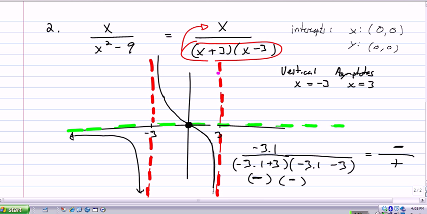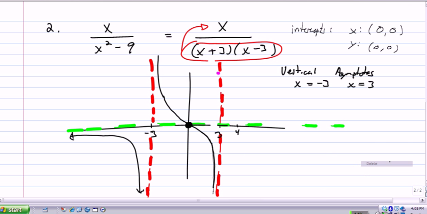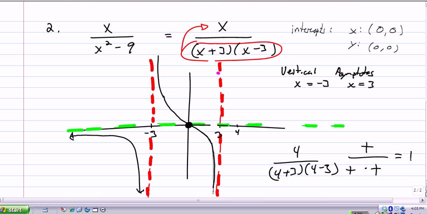Okay, we go to the right-hand side. So I'm going to pick a number like 4, even 4 would be fine. Does 4 produce a positive result or a negative result? If 4 produces positive, it'll be this graph. If 4 produces negative, it'll be this one. So 4 into my function: 4 over 4 plus 3 times 4 minus 3. You've got positive over positive times positive. It's all positive.